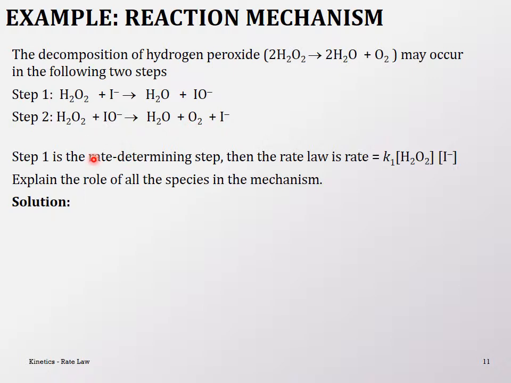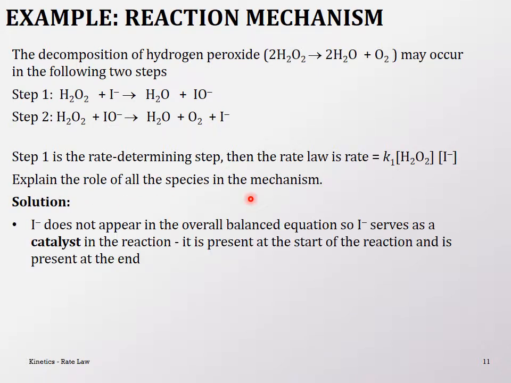Then the question goes on. Step 1 is the rate determining step, and the rate law is K1 times H2O2 times iodide ion. This tells us that hydrogen peroxide is first order and iodide is also first order. And hopefully you're looking at iodide and thinking, oh, but I don't see it in my equation. Well, that's something we have to talk about, right? So here's the question. Explain the role of all the species in the mechanism. First of all, the iodide does not appear in the overall balanced equation.